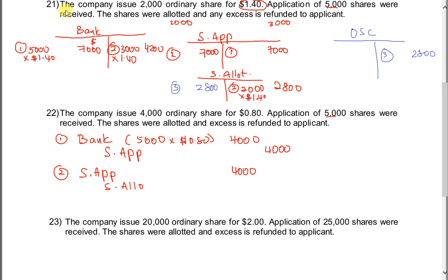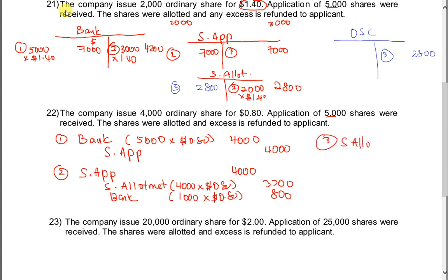The successful applicants will be allotted 4,000 shares at 80 cents, 3,200. The unsuccessful ones will be refunded, credit bank 800. Okay, number 3, debit share allotment 3,200, credit ordinary share 3,200. Don't forget about your narrative.